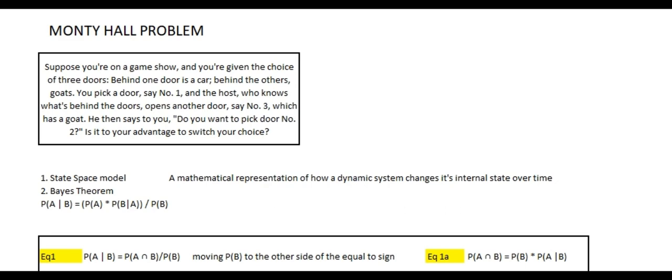For those of you who don't know what a state space model is, here's the Wikipedia definition. It's a mathematical representation of a dynamic system which changes its internal state over time. Here, in this particular case, we will try to measure the internal state in terms of probability, and the way we will do that is by using Bayes theorem.